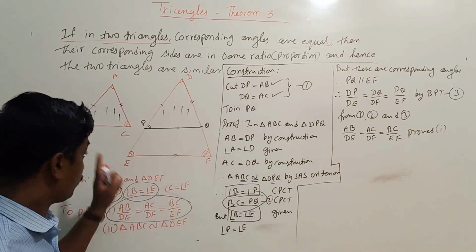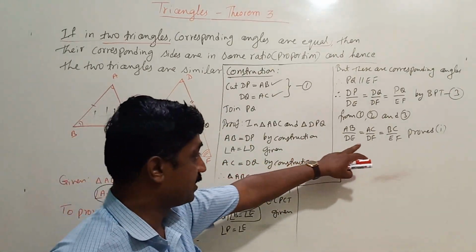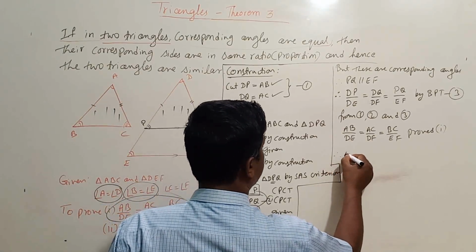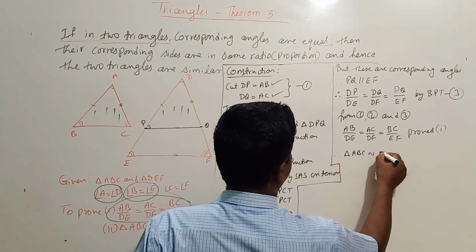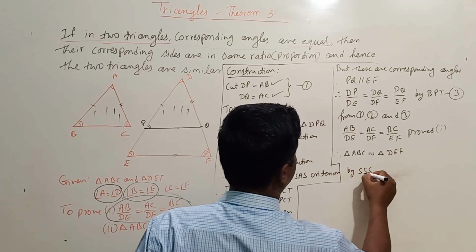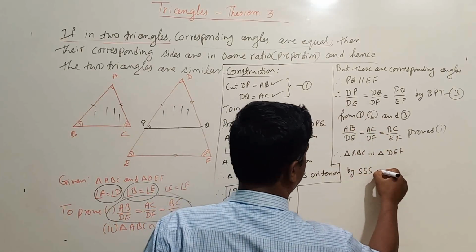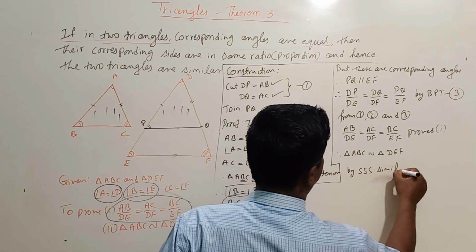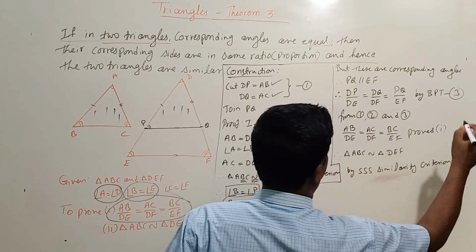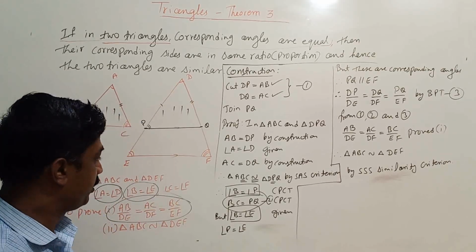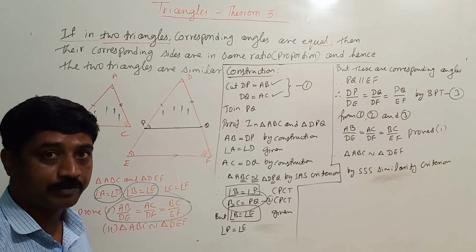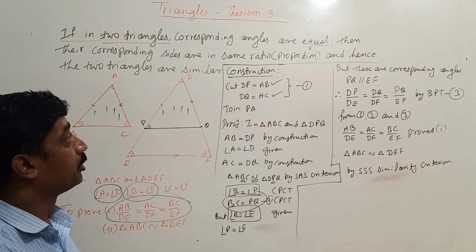What about 2? The two triangles are similar. Of course, here by SSS criteria, both the triangles are similar. So therefore, you can say triangle ABC is similar to triangle DEF by SSS similarity criteria. Understand the point here? So be clear and try to study this well. Okay, children, good luck and let's go to theorem number 4.